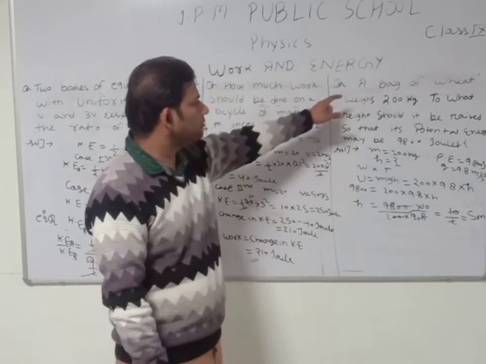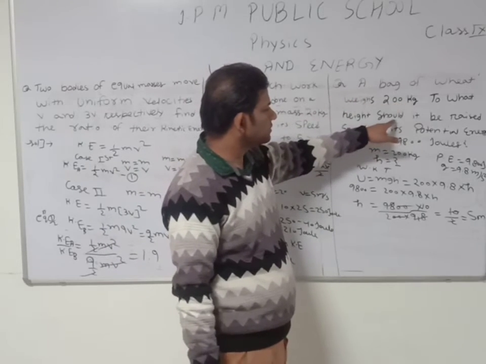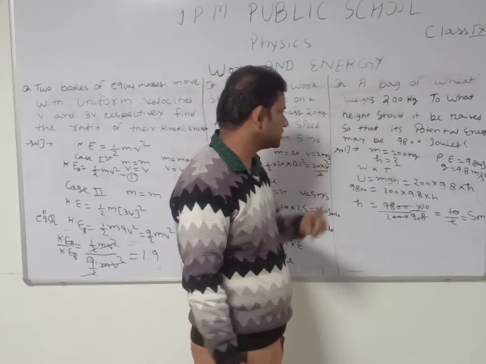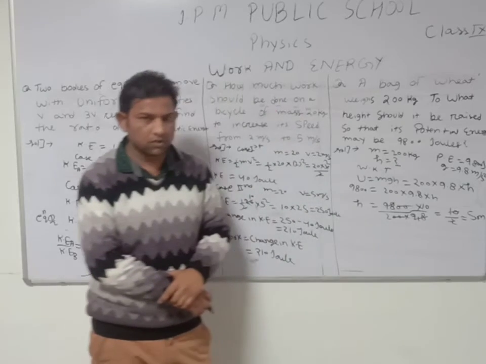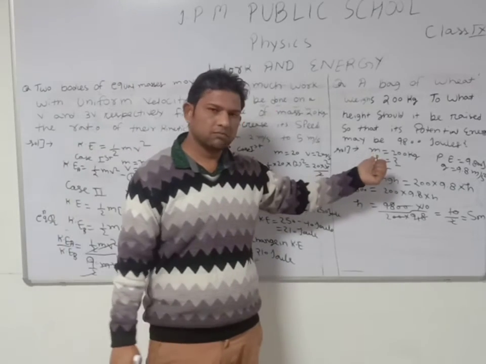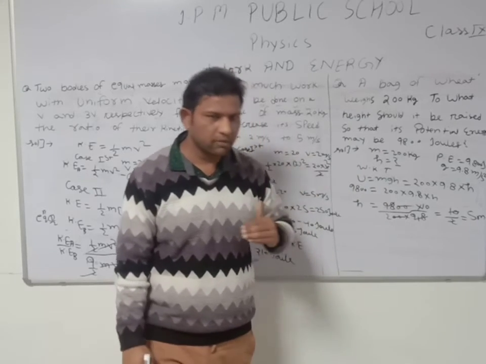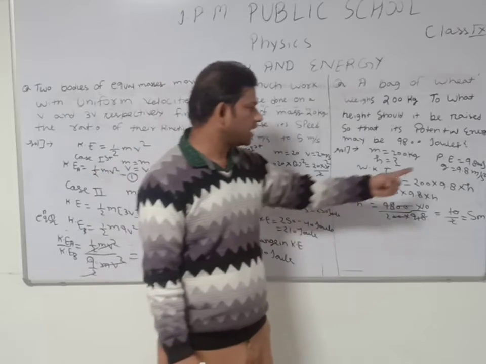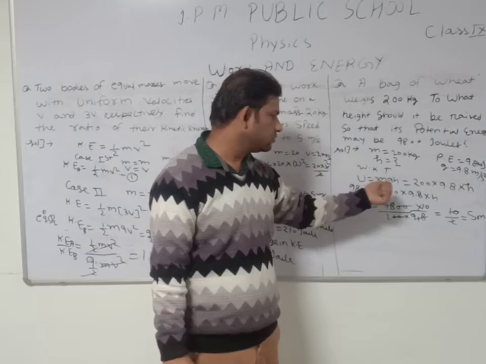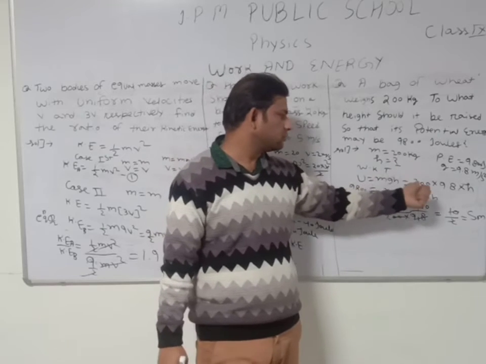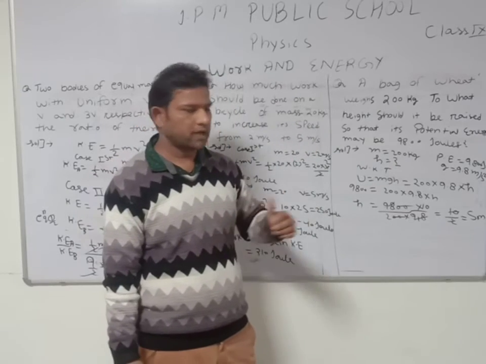Listen again, student. A bag of wheat weighs 200 kg. To what height should it be raised so that its potential energy is 9800 joules? Students, listen carefully. In this question we have the value of m and the value of potential energy, and we know the value of gravity, small g is 9.8 meter per second square. Then h is the question mark. We know that U equals mgh. Then m equals 200, g equals 9.8, and h is the question mark.